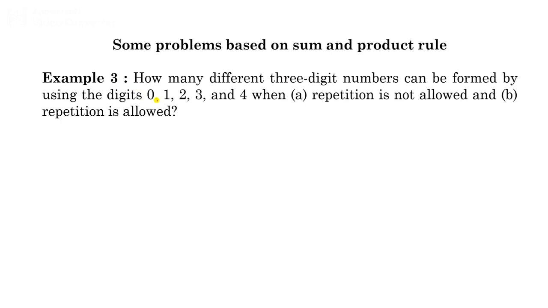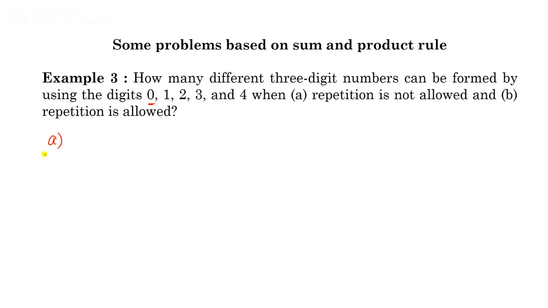Now suppose we insert another number 0 in this. The problem is the same: how many different 3 digit numbers can be formed using the digits 0, 1, 2, 3 and 4? Repetition is allowed and repetition is not allowed, but here we have inserted 0 also. Now what is the change when we insert 0 in this set?